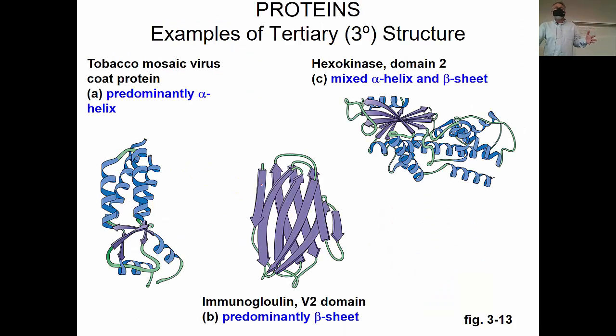And here's a couple of examples. If you look at the tobacco mosaic virus coat protein, it's mostly alpha helical. The central one is showing an immunoglobulin, so that's an antibody, part of an antibody. We can see that it's made up entirely of beta sheets. And then on the right, we have a kinase. These add a group called a phosphoryl group to substrates, and we can see that it's a pretty good mix of beta sheet and alpha helix.